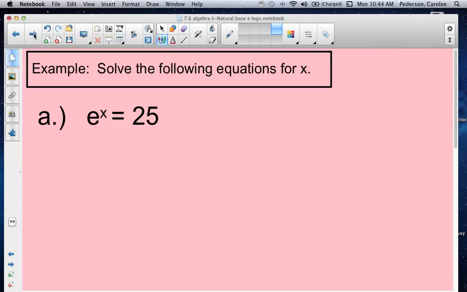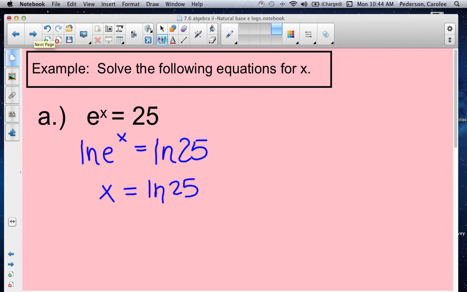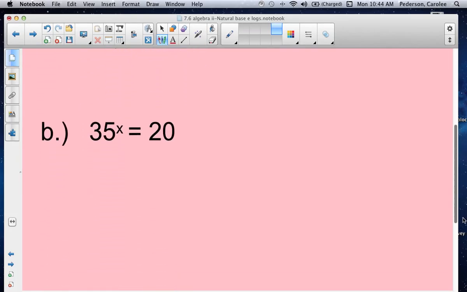Solve the following for x. Now we have e to the x equals 25. We want to find out what x can be. So one way is to take the natural log of both sides. Then we've learned that the natural log and the e are inverses of each other. So they'll cancel out. So we have x equals the natural log of 25. Now we can use our calculator. The natural log of 25 is approximately 3.21.